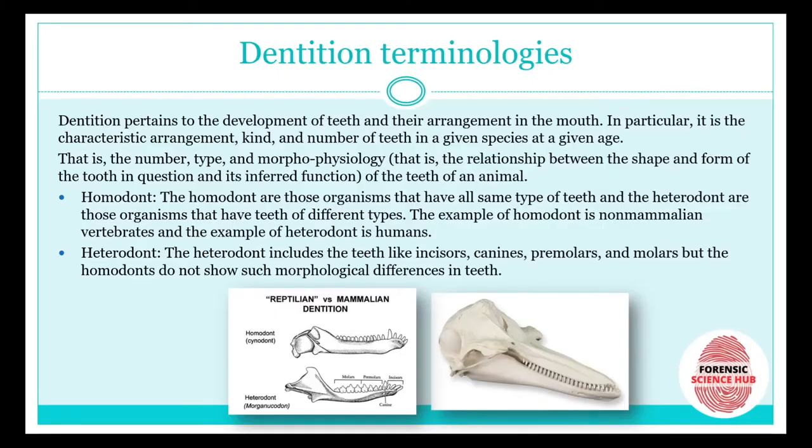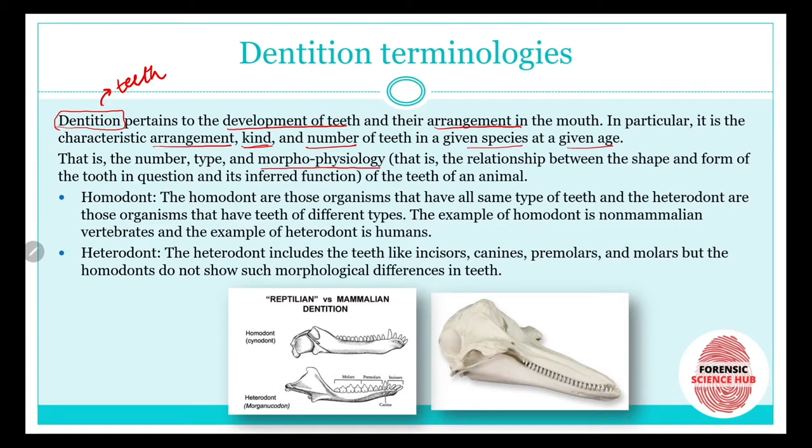Dentition pertains to the development of teeth and their arrangement in the mouth. In particular, it is the characteristic arrangement, kind, and number of teeth in a given species at a given age. Whenever we see the term dentition, what comes to our mind is teeth, right? Dentition is related to the development of our teeth, how the teeth are arranged in our mouth, what kinds of teeth there are, and how many teeth are present at a particular age or in a given species.